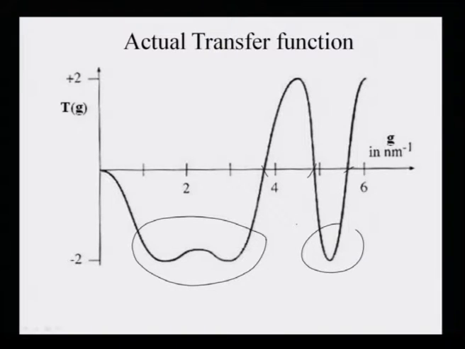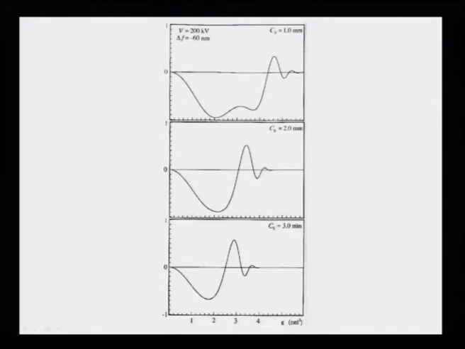So, there are higher order values and lower order values of the transfer functions. Now, one can actually see the effect of the spherical aberration constant on this transfer function. This is what is shown here, which I have shown in the last class itself. If I change the spherical aberration constant Cs from 1 to 3 millimeter, the transfer function changes drastically.